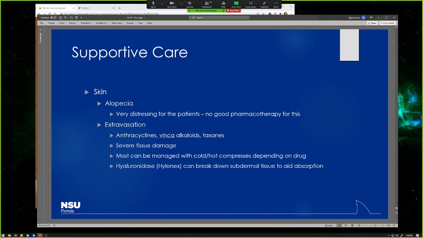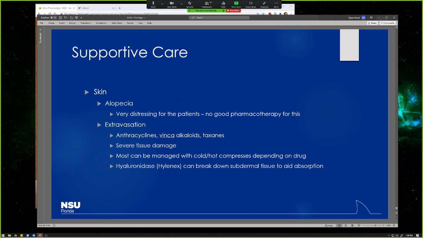From a skin standpoint, we don't really have any good pharmacotherapy for their alopecia. It just kind of goes part and parcel with certain medications that tend to be worse than others. Kind of interesting too, sometimes their hair will grow back with different textures almost. But again, no good pharmacotherapy. And you think, well, let's give Rogaine. Why wouldn't that work here?